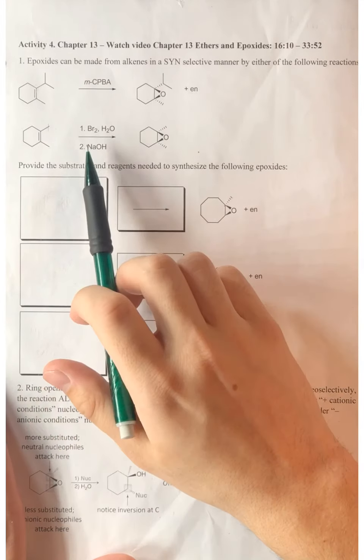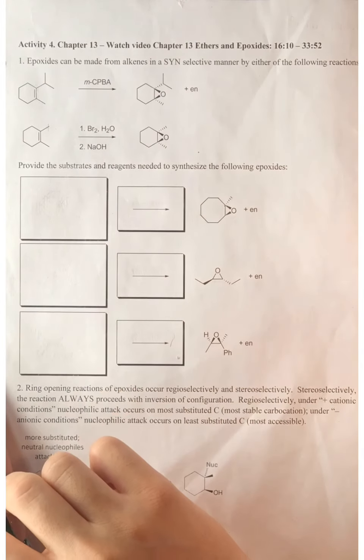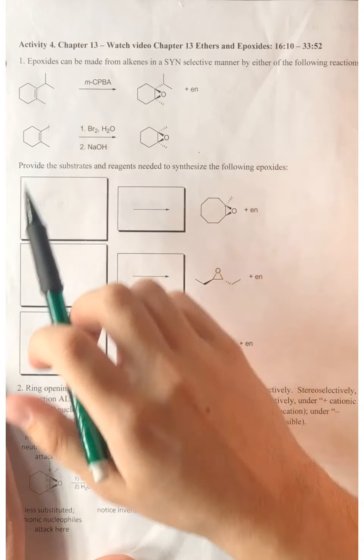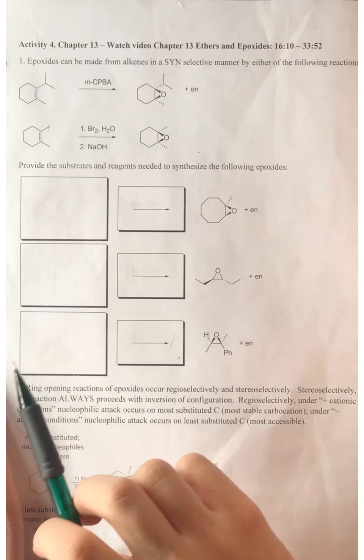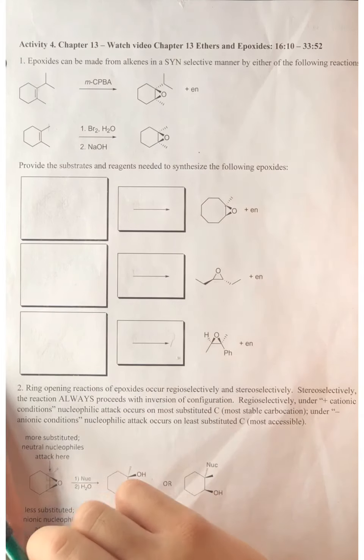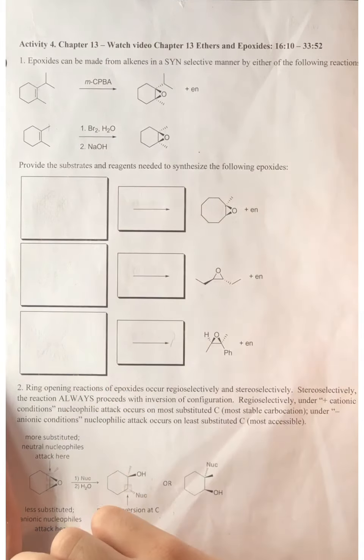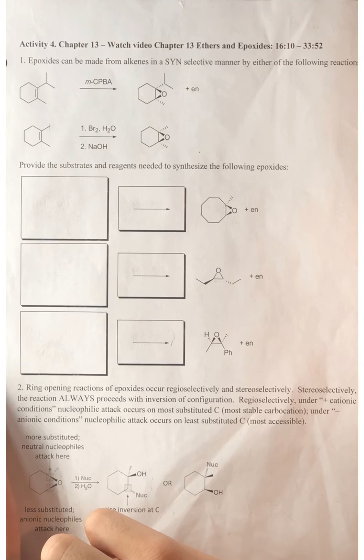When alkenes are treated with Br2, H2O followed by NaOH, we also get an epoxide. And once again, because the substituents at either side of the alkene are cis to each other, the substituents at either side of the epoxide are in the same plane. Provide the substrates and reagents needed to synthesize the following reactions.